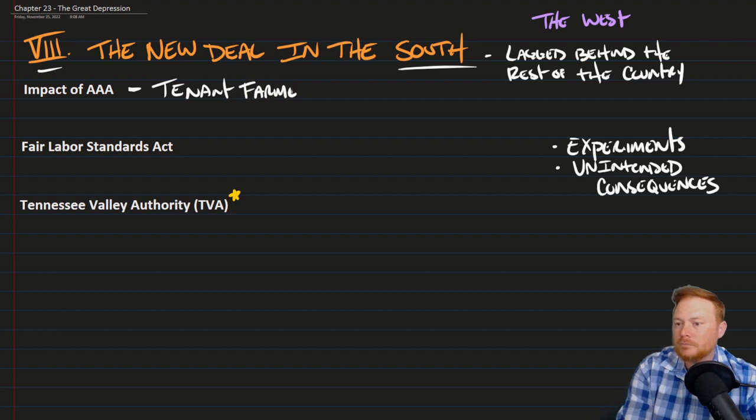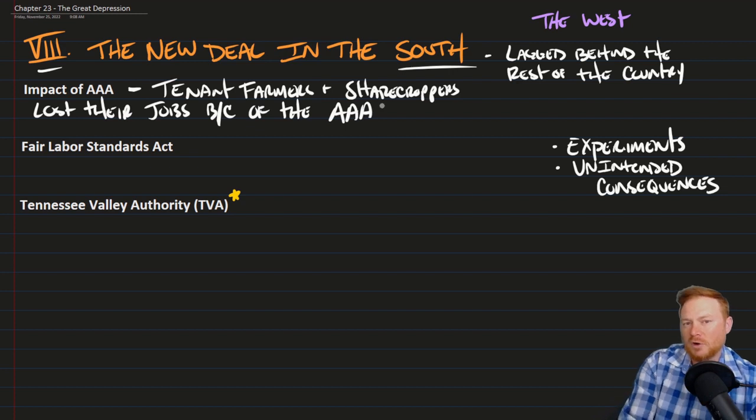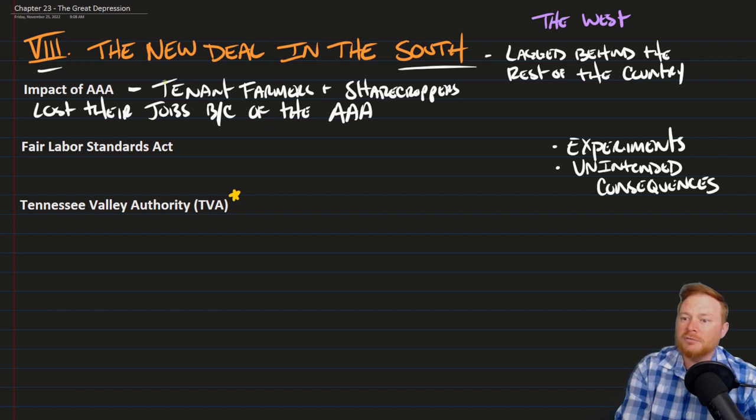farmers, and sharecroppers, many of them lost their job because of the AAA. Again, it's giving farmers incentives to limit their production. So if you're the landowner, that's good, right? You might get some relief from the government. But if you're a tenant farmer or a sharecropper, if you're working on someone else's land and now you're getting resources to not grow, all that means for tenant farmers and for sharecroppers is that you're fired, essentially.